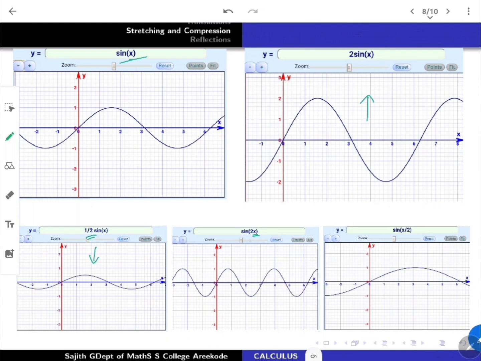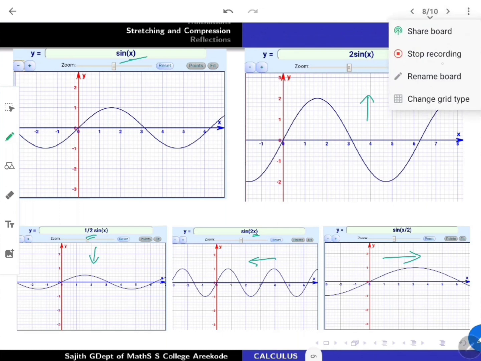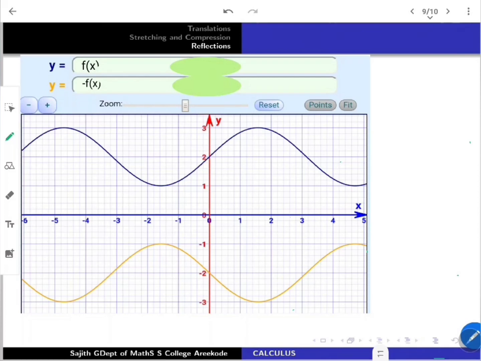On the other hand, if sin 2x is concerned, then horizontally a shrinking can be expected from f being sin of x. And if you are making sin half x, or sin x by 2, you will obviously get a stretching at the horizontal level. These are the various effects one can try out. We will conclude this session with a discussion of reflections.